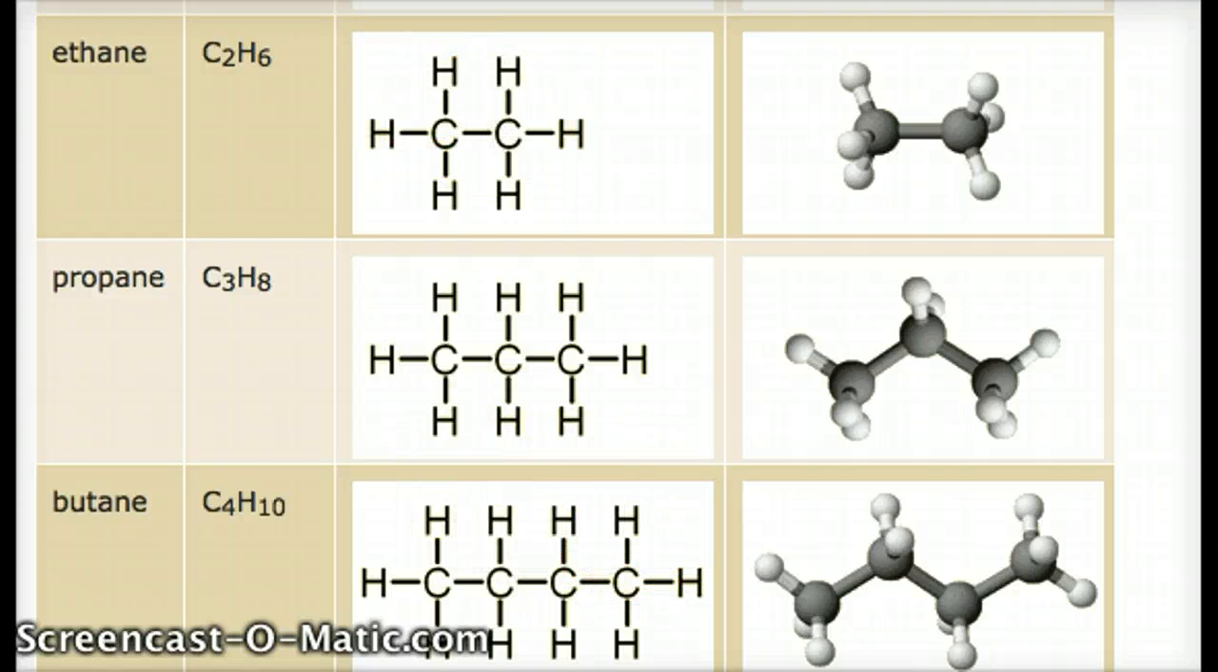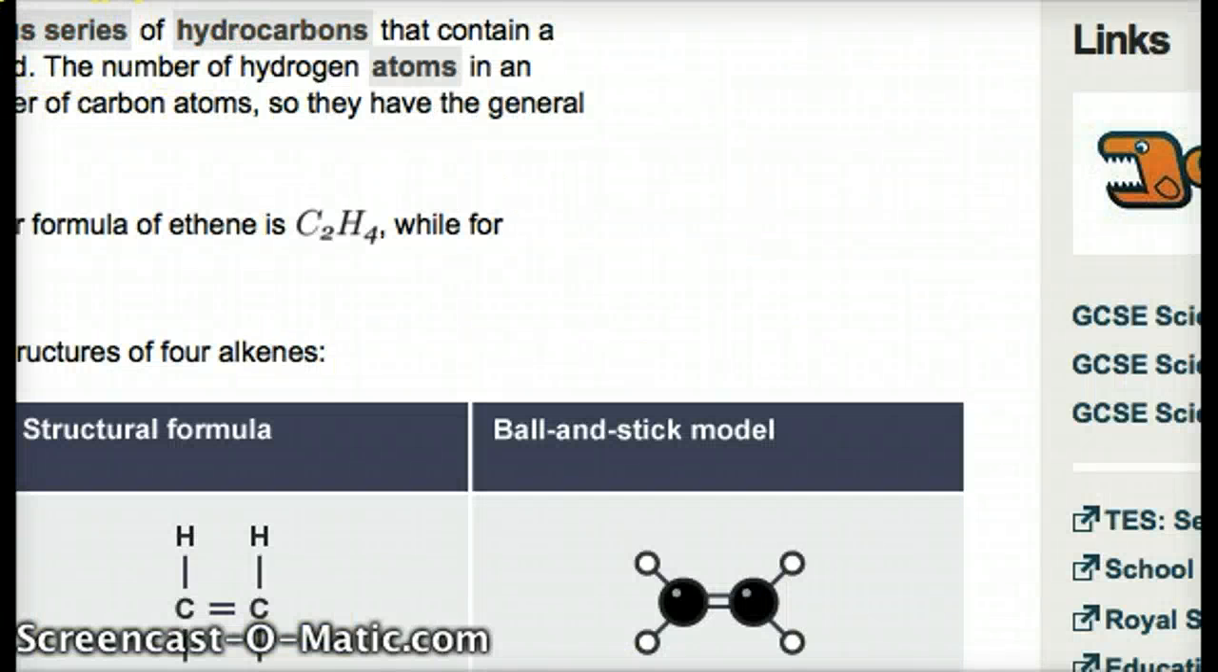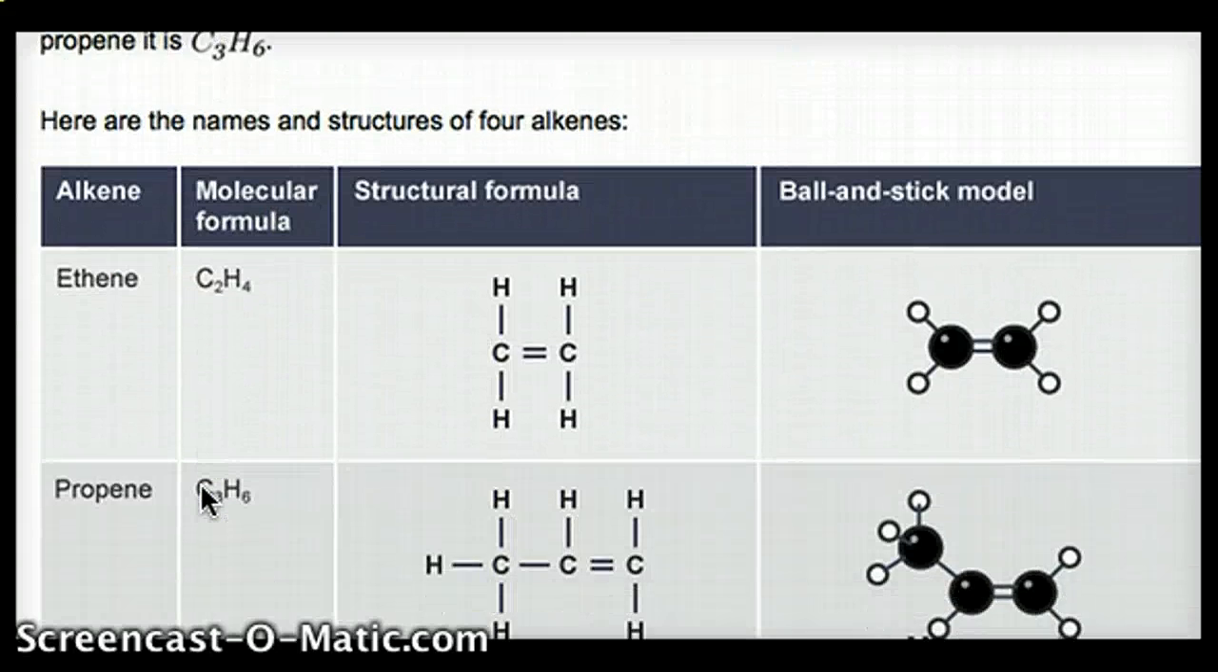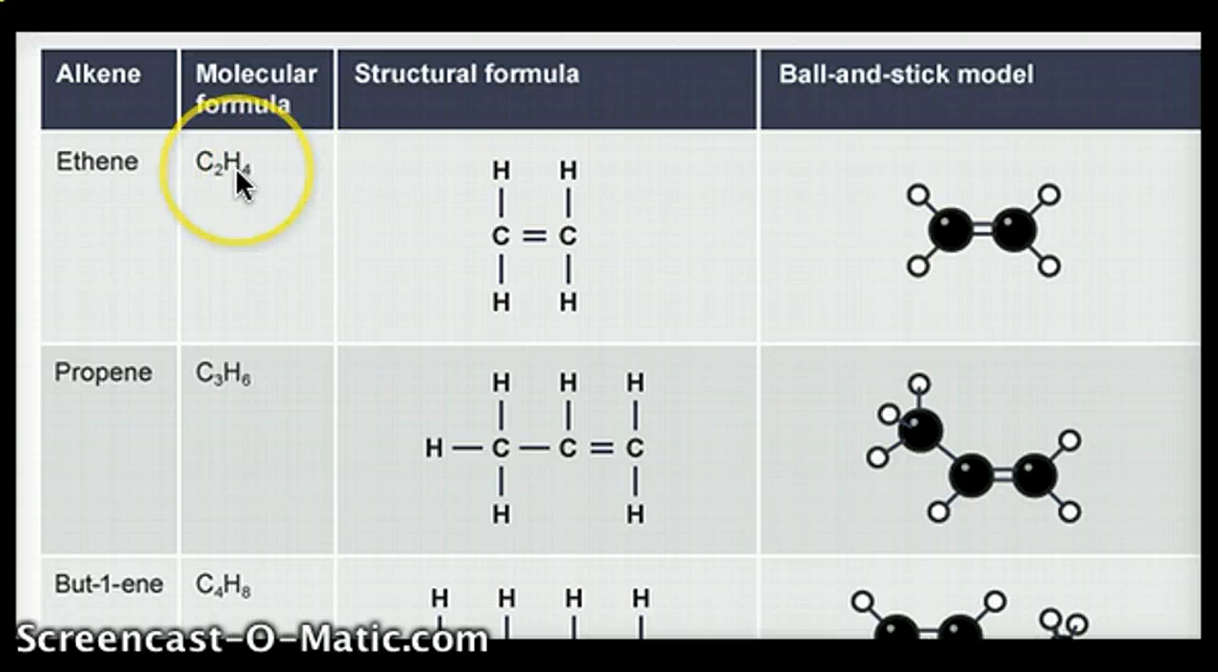Now the other page that you could look at is also on GCSE Bitesize. We need to move this over. So here we have alkenes. Now alkenes are also hydrocarbons. They're hydrocarbons because they contain a double bond. But these have just double the number of hydrogens as they had carbons. So we don't have the extra 2. So the general formula is CnH2n. And all that means is that if we have 2 carbons, we have 4 hydrogens. If we have 3 carbons, we double it, we have 6 hydrogens, and so on.